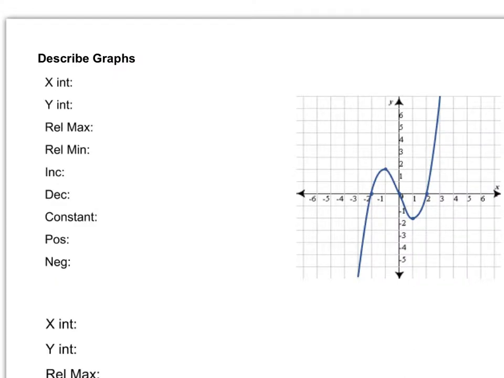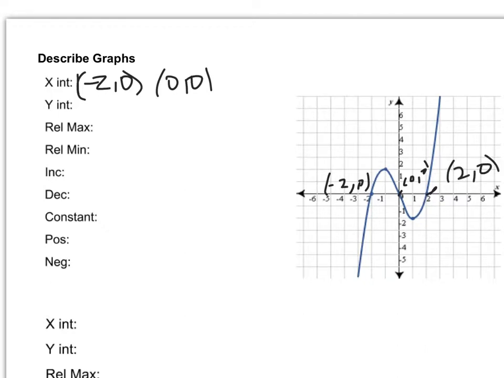Next, we're going to work on describing graphs. So first we have x-intercepts. So my x-intercepts are -2, 0, then I have 0, 0, and 2, 0. My y-intercept is also 0, 0.